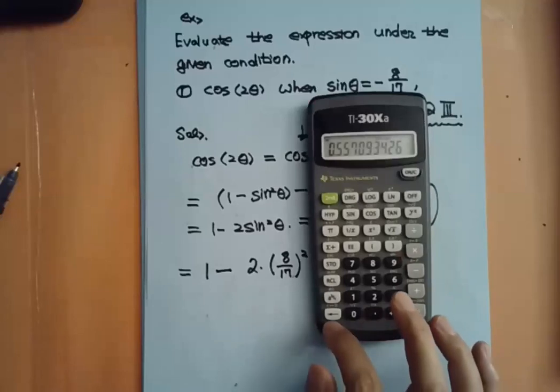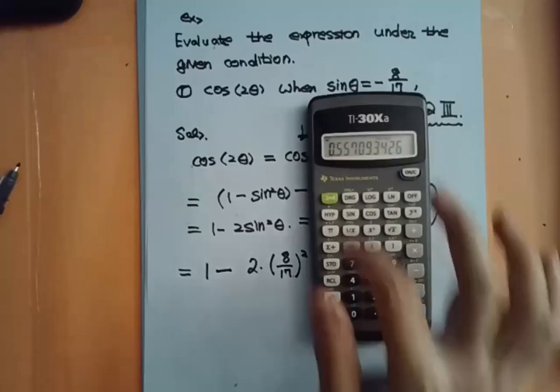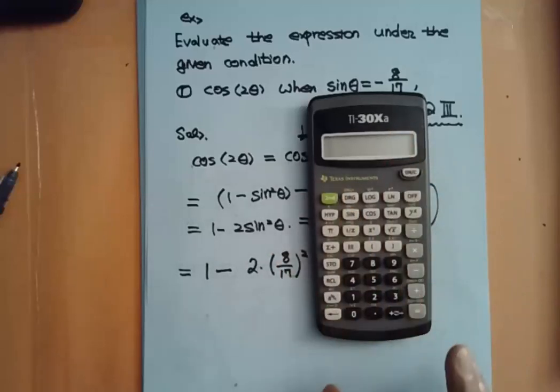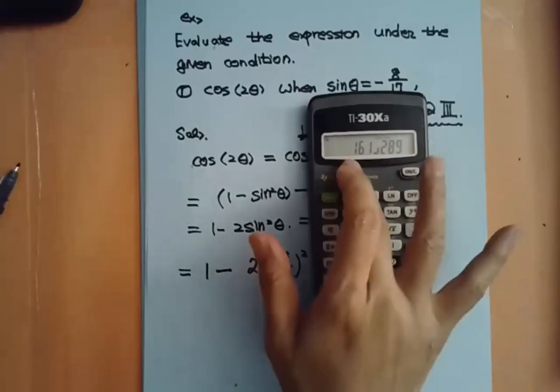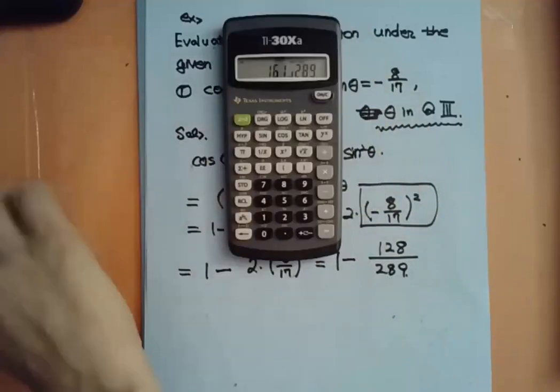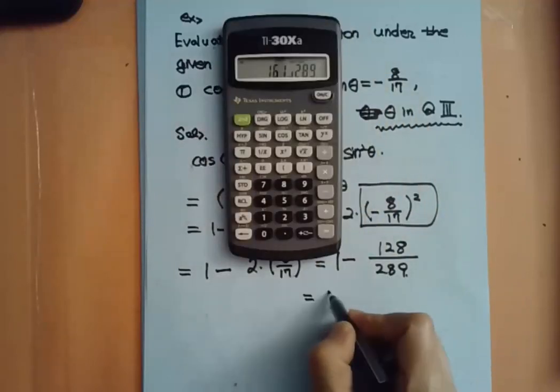Then we have this value and we want to change that to a fraction. So we use second and the left arrow button. And then we have 161 over 289.